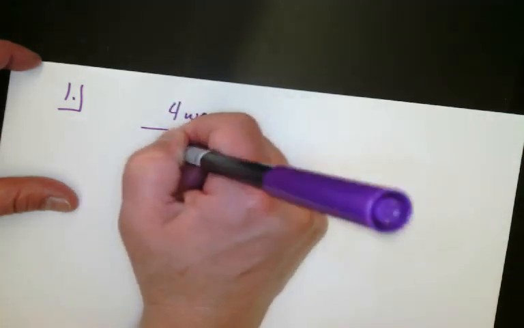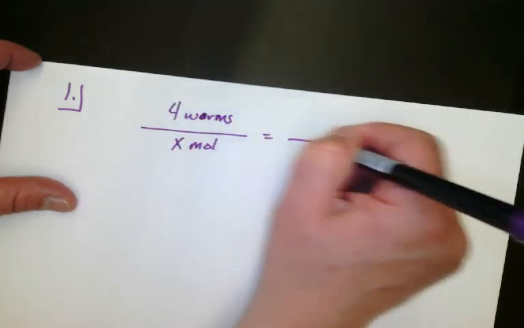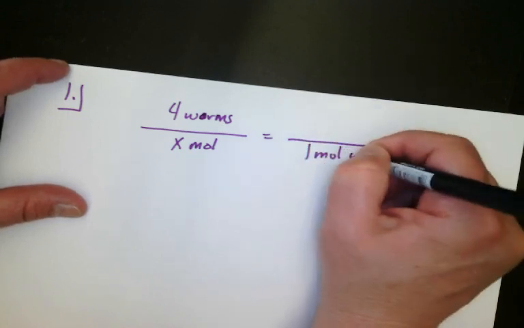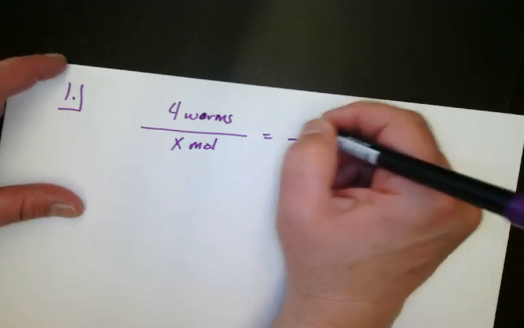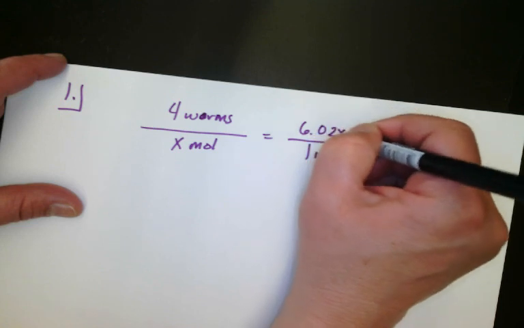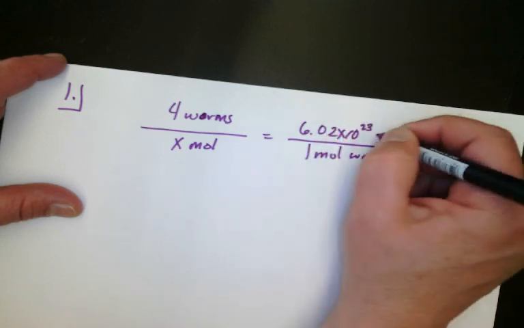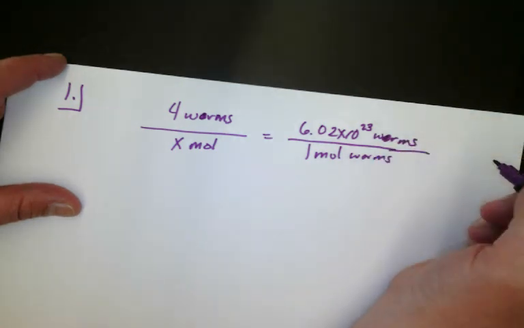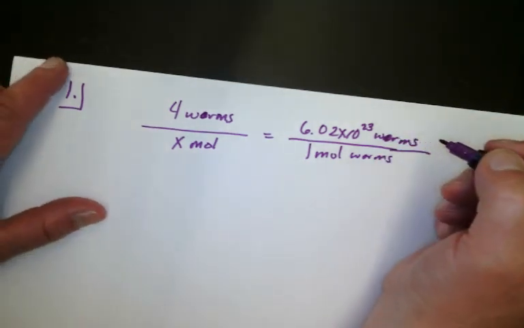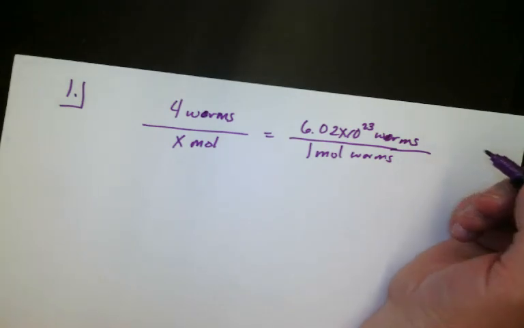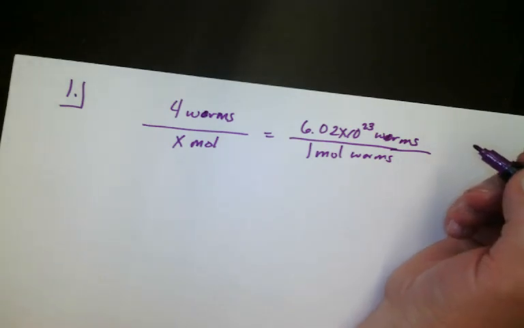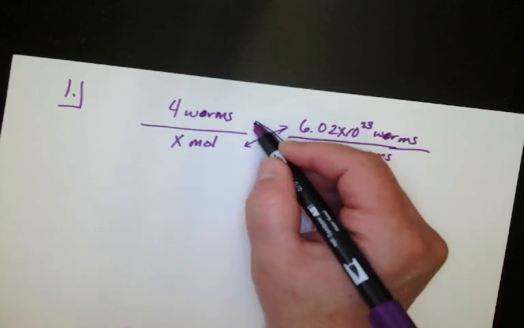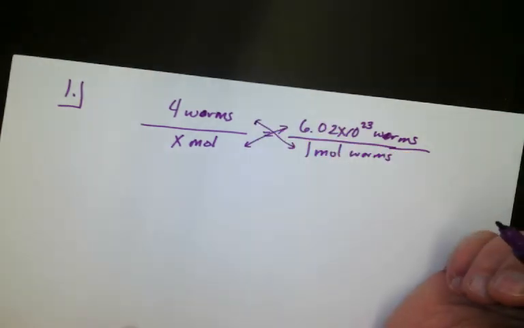And we were wondering how many moles that would be. So we're going to use the equivalent. If we have 1 mole of worms, we know that there are 6.02 times 10 to the 23rd worms in this pile. And I really hope that nobody has this many worms, because that's a lot. That's kind of disgusting. So what you're going to do is cross multiply and divide. So any questions on how I set this up?